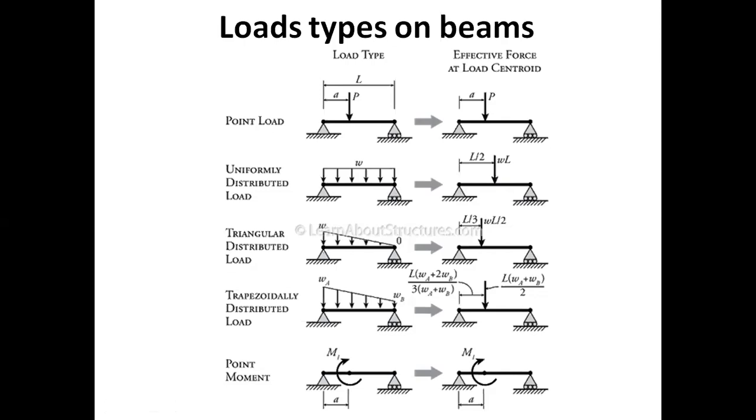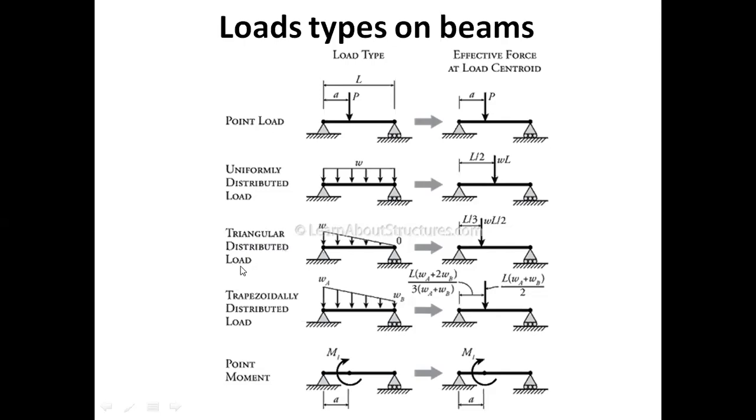UDL, and the centroid of the UDL would be in the middle, here. So the effective load would be acting here. If this length is L, it would be at L by 2 from this side. So from this support, the distance of the resultant load of this UDL would be L by 2.